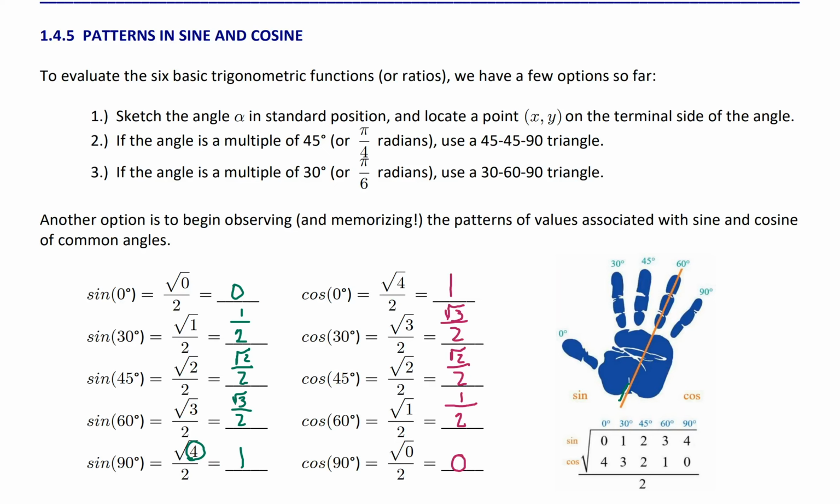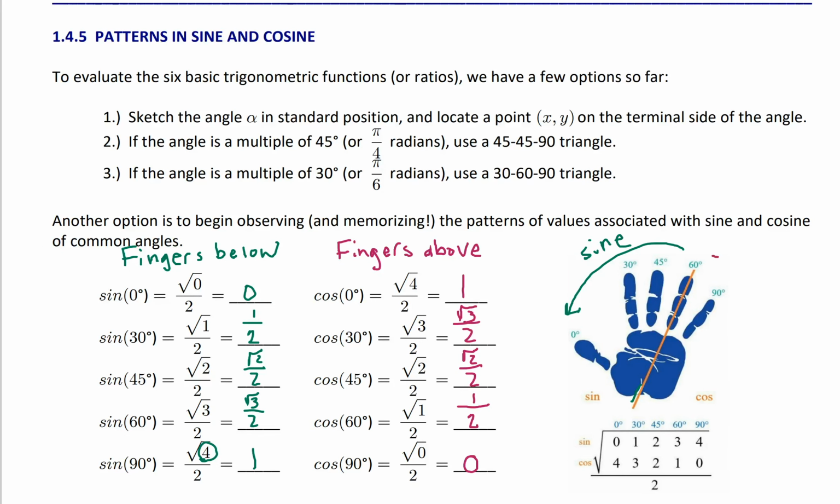So remember, for sine of an angle, we're going to count the fingers below or toward the thumb. So find the finger represented by the angle and count fingers below for sine. To evaluate cosine, you're going to count fingers above. And we're talking about fingers above the finger represented by that angle. So I'm counting the number of fingers towards the pinky. So it's kind of a neat tool to use to help you begin recognizing patterns.